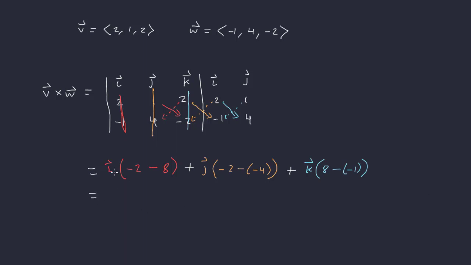All right, so we'll get -2 minus 8, so -10i. Here I'll have -2 plus 4, so it'll be plus 2j. And then here, 8 plus 1, which will be 9k. All right, which is also known as the vector -10, 2, 9.